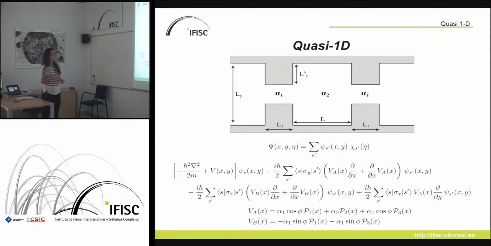Here we have two QPCs embedded into a quantum wire with a finite width. Then we have to take into account transverse channels that are coupled via the Rashba intersubband mixing potential. Here we have the two QPCs.